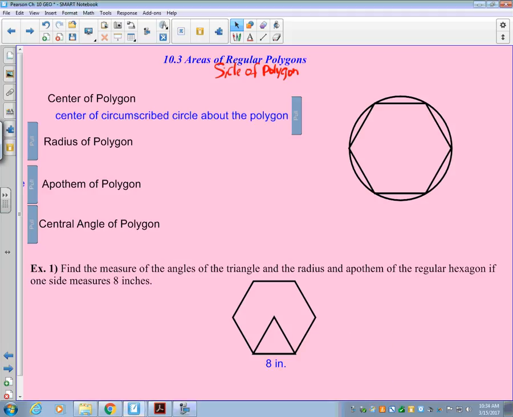Because this specifically is talking about regular polygons. We're trying to find the area of regular polygons. It's a polygon with all sides and angles congruent. So when we're discussing this whole section, we're only talking about regular polygons.